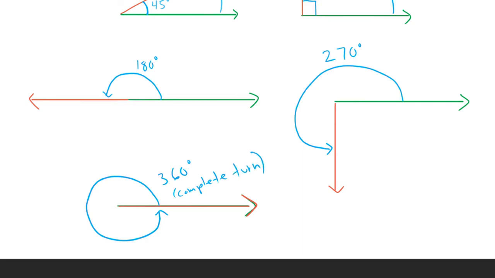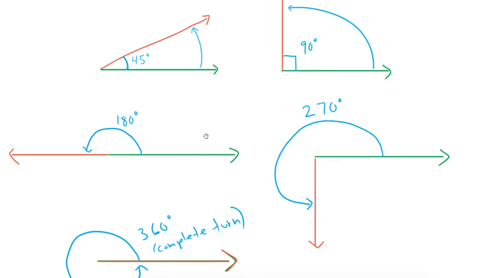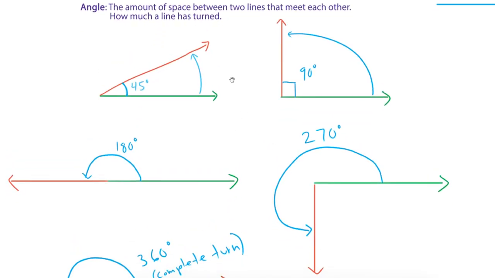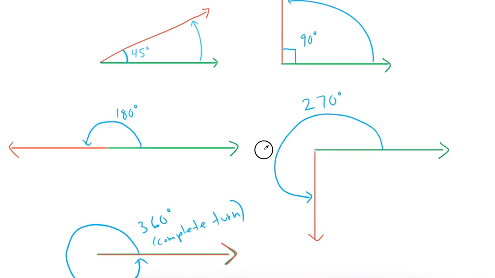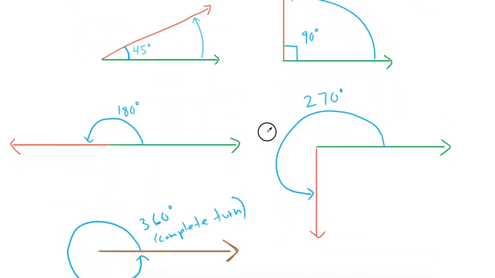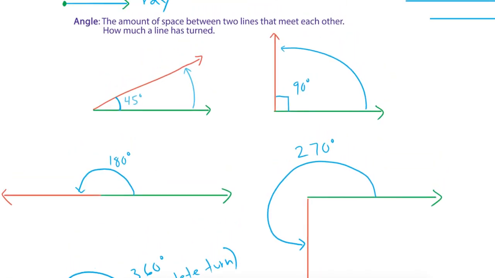All right, so this is how we measure how much the angle of something, how much something has turned, okay? We do it with degrees, all right? Again, if you don't understand this, don't worry. I just want to kind of introduce it to you guys really quickly. All right, so we measure the amount of space that two lines have met each other by degrees. All right.